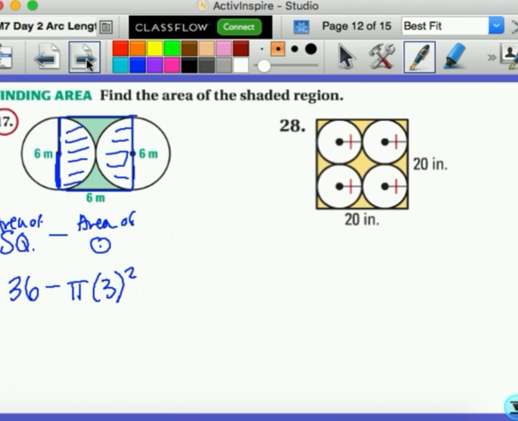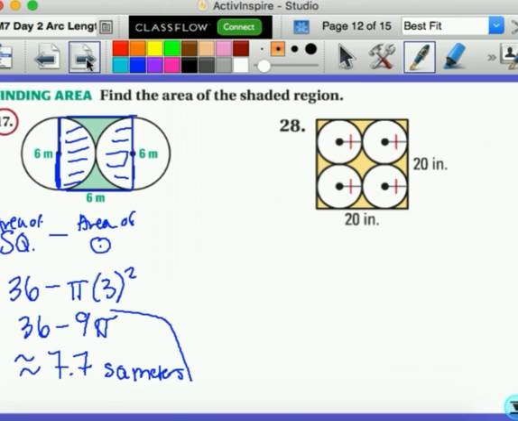In this case, they do not specify if they want this in terms of pi or rounded. So if they want this in terms of pi, I would say 36 minus 9 pi. If they want it rounded, I'm going to go ahead and type that in my calculator and say that's approximately 7.7 square meters.